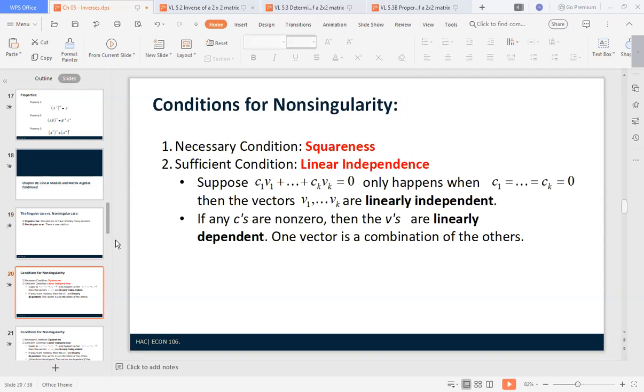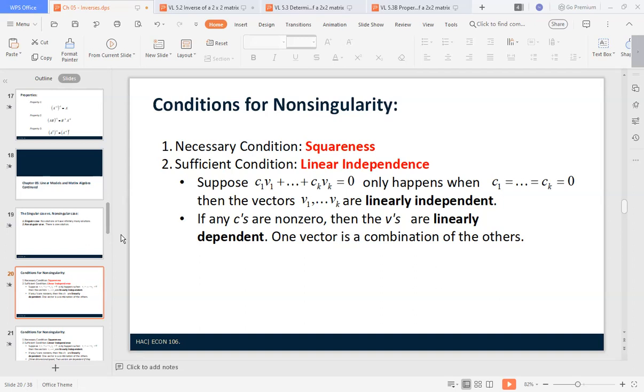What are the conditions for non-singularity? The necessary condition means that there is squareness. Squareness just means n equals m, there is the same number of equations as unknowns. Squareness is not a sufficient condition for the existence of an inverse.